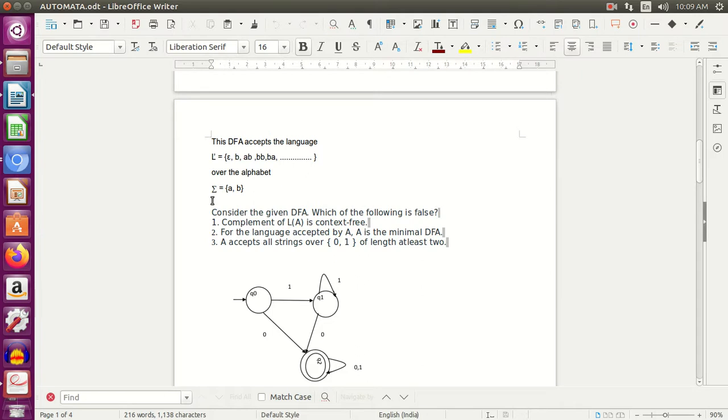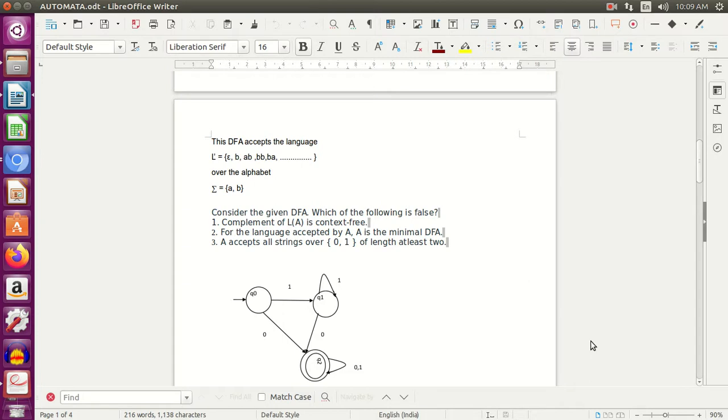Now checking option 2, for the language accepted by A is the minimal DFA. This is also false, not true basically. For all the people who did yesterday's class on the equivalence method, it will be a bit fast to do with the equivalence method, because the very first step of the equivalence method will be partitioning it into Q2 and Q0, Q1.